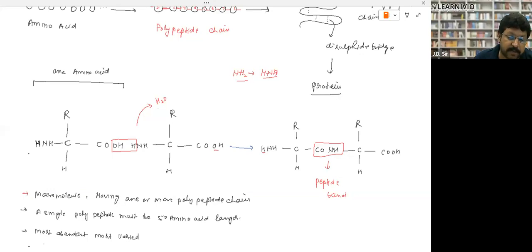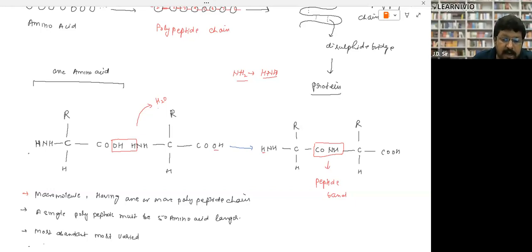This is another amino acid. Two amino acids come closer to each other. The OH, the hydroxyl group from here, and the hydrogen from here are removed. H and OH combine to make H2O. So water is removed, meaning this is dehydration. This dehydration takes place, the water molecule is removed, and now there will be a bond between them.